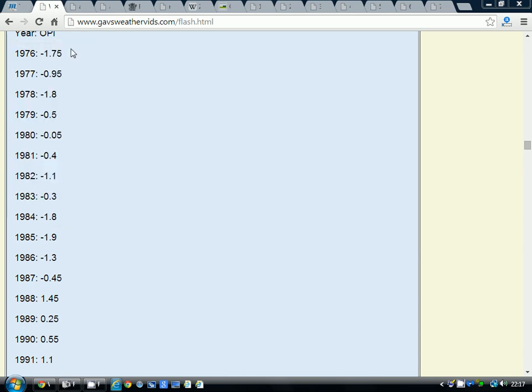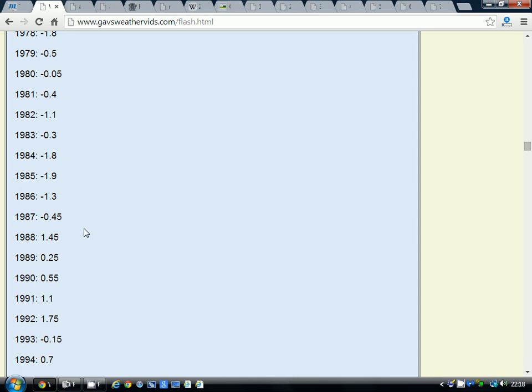So these are the numbers that we had back to 1976. You can see the full list of these numbers just here. Interestingly, 1984, which was followed by the cold winter of 84-85, has a negative OPI of minus 1.8. 1985, which was followed by the cold winter of 85-86, had an OPI of minus 1.9. 1986, followed by the cold winter of 86-87, or particularly January 87 anyway, had a negative OPI of minus 1.3.